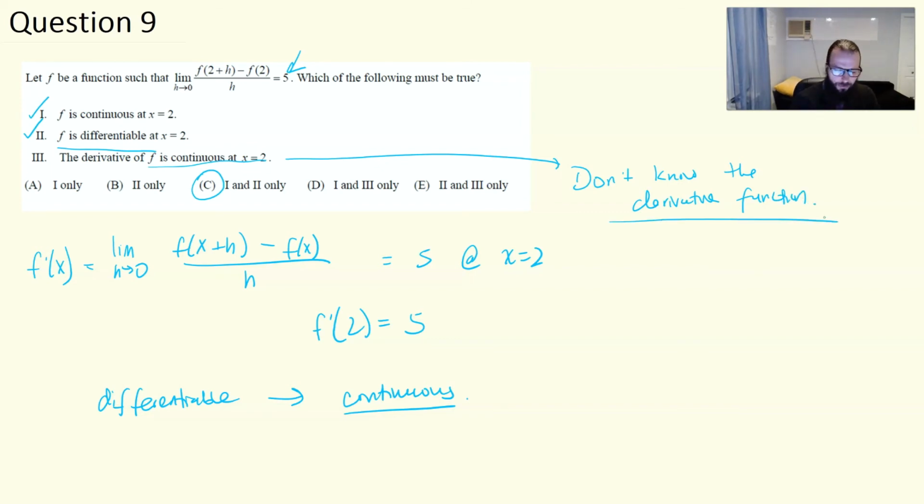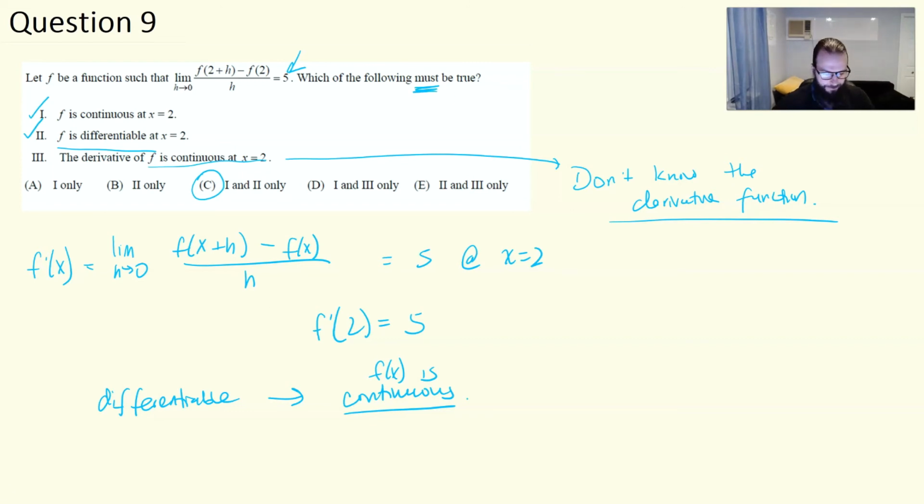So because we don't know the derivative function, we have no way of knowing whether the derivative function is continuous at that point, or whether it merely exists. So just because a function is differentiable doesn't mean that the derivative has to be continuous at that point. It does mean that f of x is continuous at that point. But it does not necessarily mean that f prime of x has to be continuous as well. So the answer is choice C. We don't know whether 3 is true, but we certainly know that 1 and 2 must be true in that scenario.